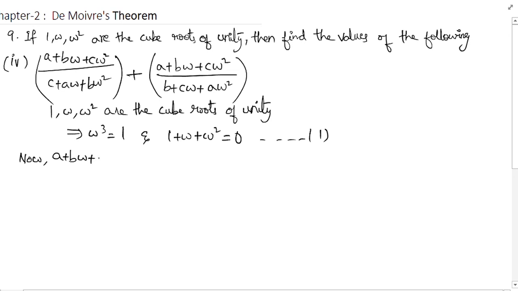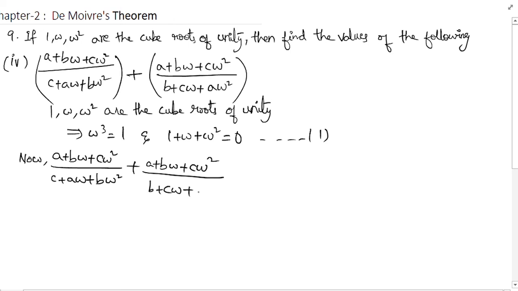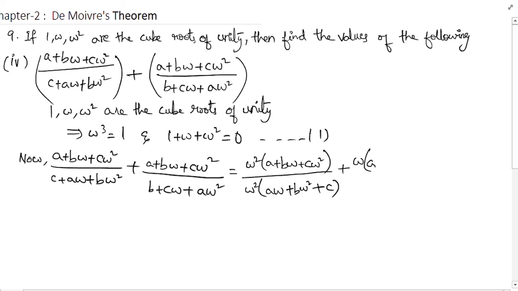Now (a plus b omega plus c omega square) divided by (c plus a omega plus b omega square) plus (a plus b omega plus c omega square) divided by (b plus c omega plus a omega square), which is again equal to omega square into (a plus b omega plus c omega square) divided by omega square into (a omega plus b omega square plus c), plus omega into (a plus b omega plus c omega square) divided by omega into (a omega square plus b plus c omega).